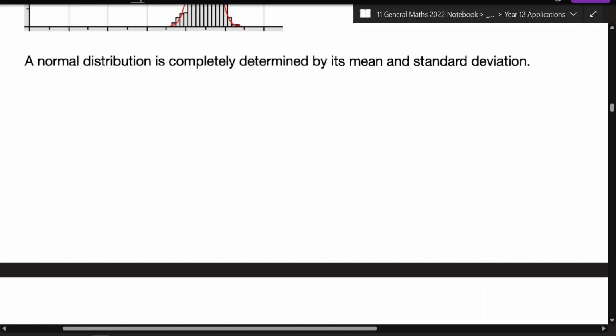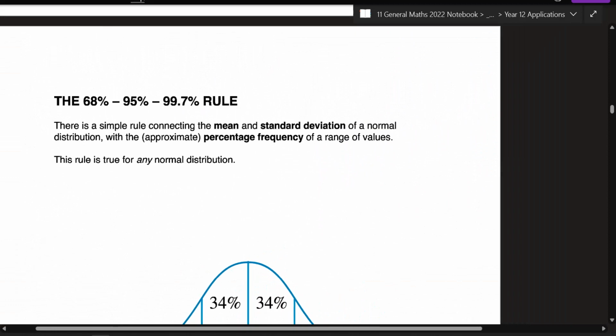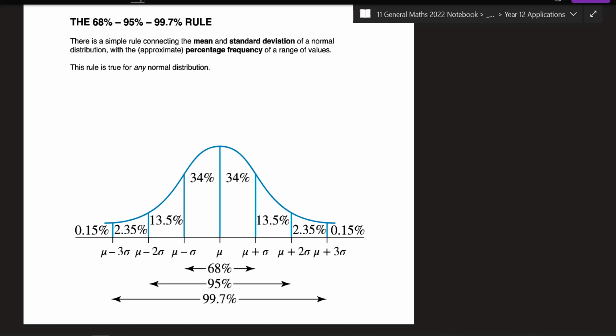And we've talked about this before, standard deviation. A normal distribution is completely determined by its mean and standard deviation. We haven't really covered standard deviation much before, but we're going to look into it a little more now. This is a new thing. You probably haven't seen this before, but the 68, 95, 99.7 rule only applies, like I said, to bell curve shaped graphs. There's a simple rule connecting them, which is this. Whenever you see this, it's going to relate to these sorts of graphs.